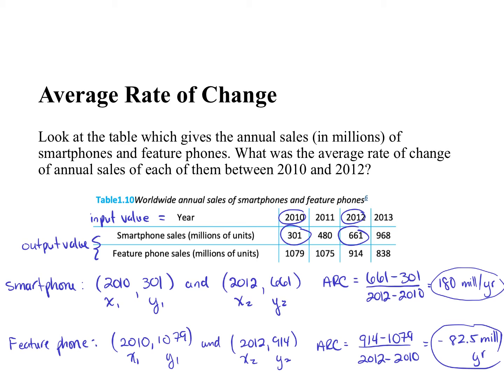So for the feature phones, we can see that because the average rate of change is negative, that means that their sales decreased over the same interval. And it kind of makes sense because if smartphones are becoming more popular and their sales are increasing, then that probably could be a reason for why the feature phone sales are decreasing. And then the numerical value here, 180 and 82.5, tells us how fast the rate of change is, okay?